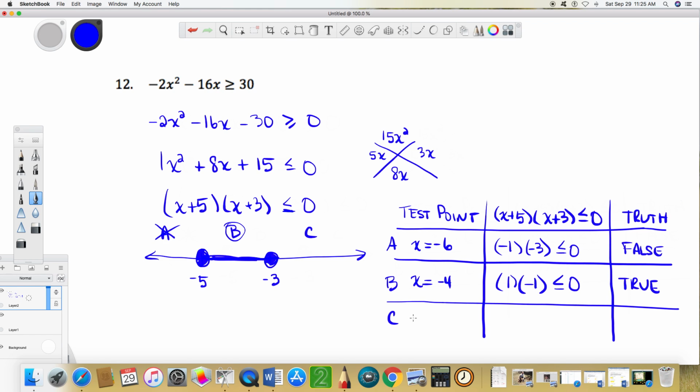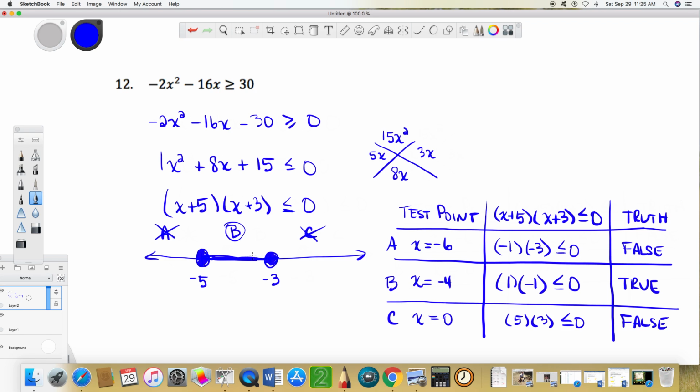So in region C, I'm going to pick a number that's bigger than negative 3. Well, hey, I'm going to pick 0, and I've got 5 times 3 when I replace x with 0. That 15 is not less than or equal to 0. That's a false statement. So I'm not going to shade that region. So here's my picture of my solution set.